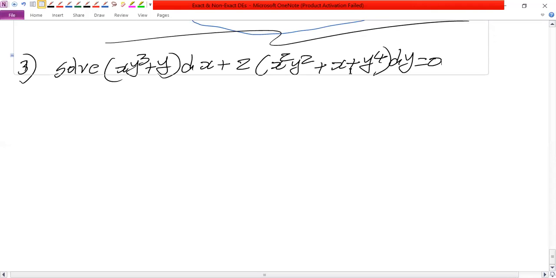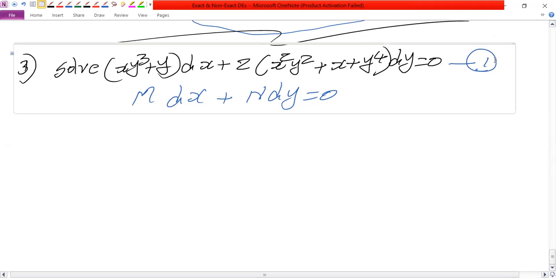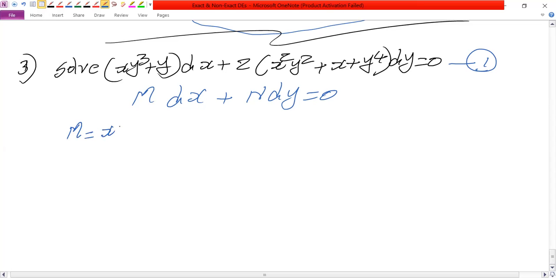Okay, now we have to solve this differential equation: (xy cube plus y) dx plus (2x square y square plus x plus y power 4) dy equals 0. For finding its solution, we compare with M dx plus N dy equals 0, and take it as equation number 1. First we have to check whether it is exact or non-exact. So M equals xy cube plus y, and N equals 2x square y square plus x plus y power 4.